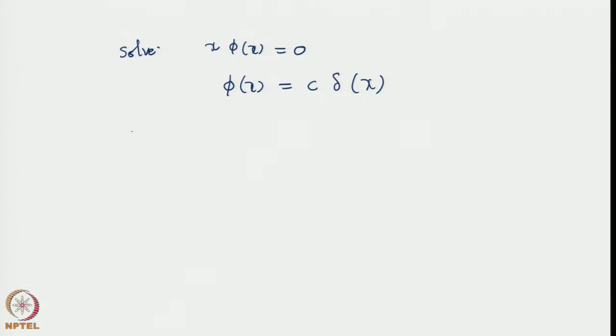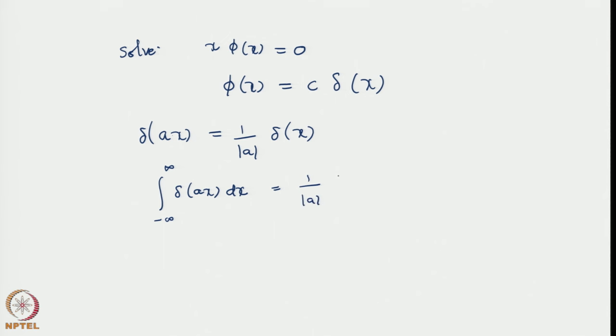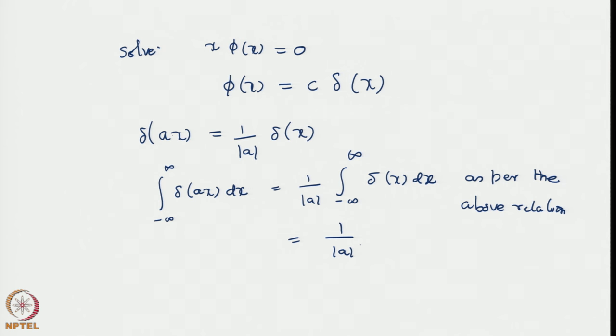The next important property is delta of some constant a into x is 1 by mod a of delta x. How do you prove this? Supposing this is, we'll just check that this is really true. How do you do that? Supposing I have to integrate delta ax dx from minus infinity to infinity. This will be 1 by mod a of the integral from minus infinity to infinity of delta x dx as per the above relation. This will be 1 by mod a because this integral is 1.